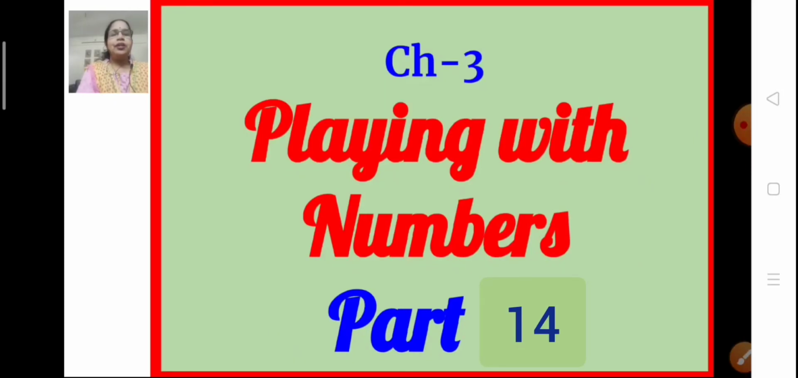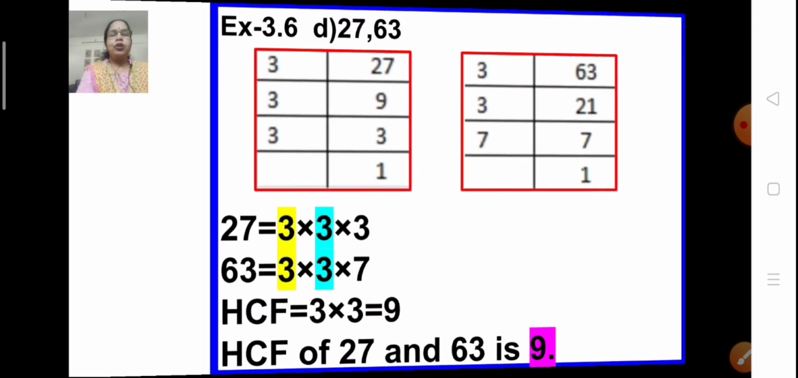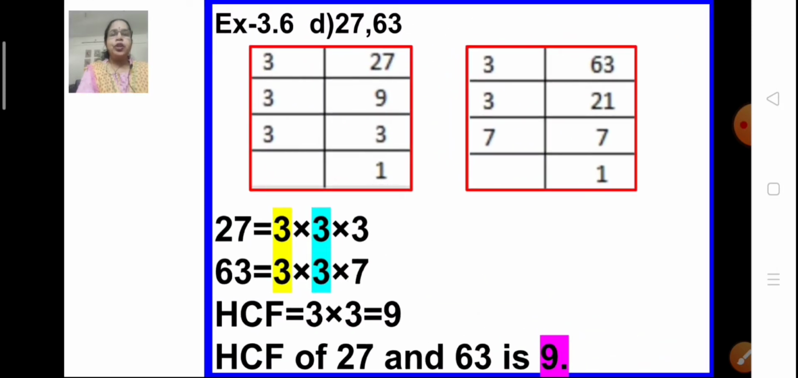In today's session, let's solve the remaining problems of exercise 3.6. So question 1, problem D. 27 and 63 are the two numbers. We have to find the HCF of these two numbers. So how do we do that? First, we do the prime factorization of 27 as well as 63 to find their prime factors, and then find the common factors and multiply them. That's how we find the HCF of these two numbers.